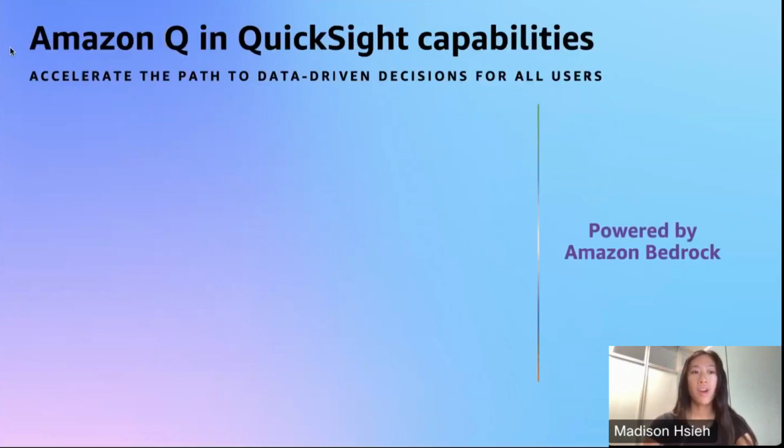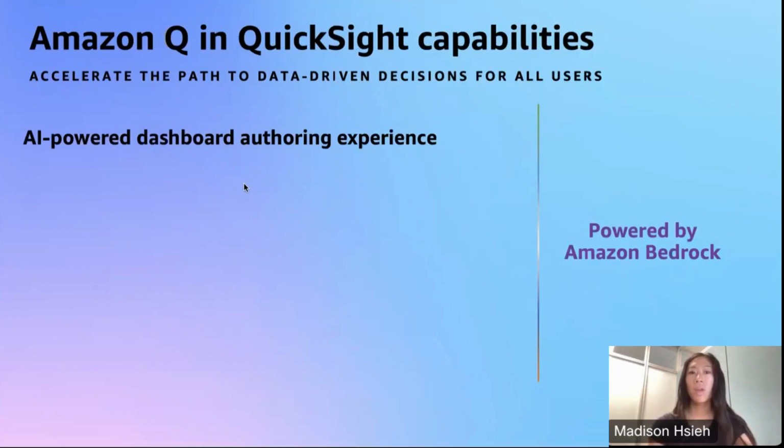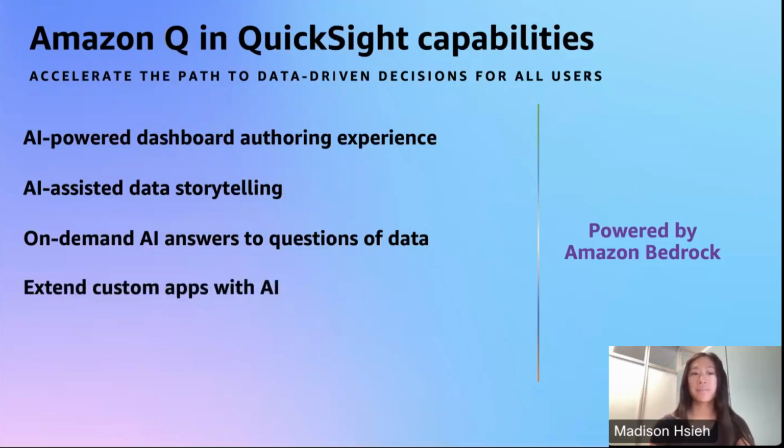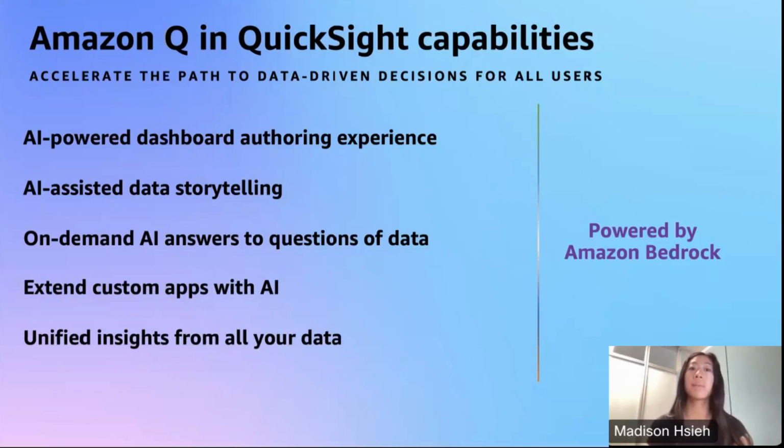Okay, so for Amazon Q and QuickSight capabilities, these are all powered through Amazon Bedrock. We offer different capabilities depending on your persona. So there's, for authors, an AI-powered dashboard authoring experience. And then for business users, we have AI-assisted data storytelling through data stories, and on-demand AI answers to Q&A from your data. And then you can also build custom apps with AI and get all of your insights within QuickSight using Amazon Q. So I'll dive a little bit deeper into each one. Some of you, this might be a review, and then some, this might be new material.